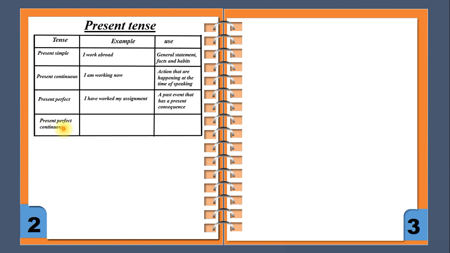Finally, present perfect continuous. Example, I have been working on my assignment since 2 o'clock. Starting from 2 o'clock, I have just been working on my assignment. So we use this type of tense to talk about an action that started in the past and continues to the present.